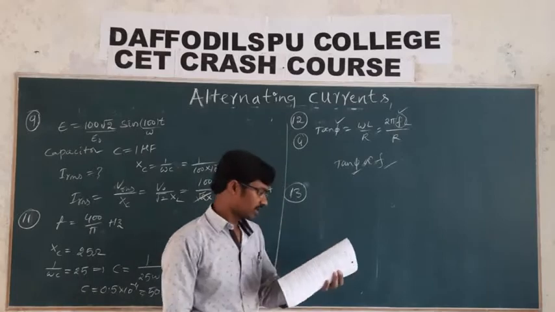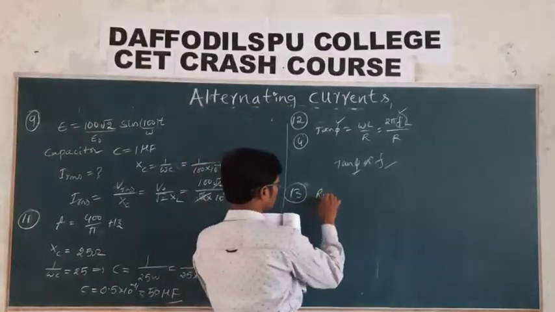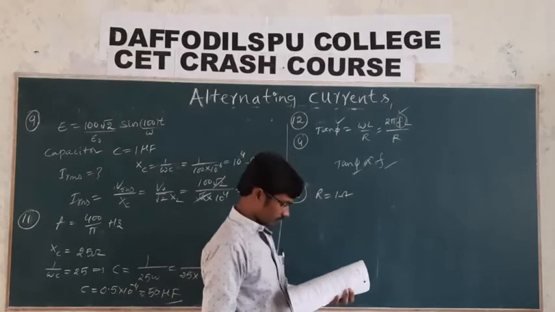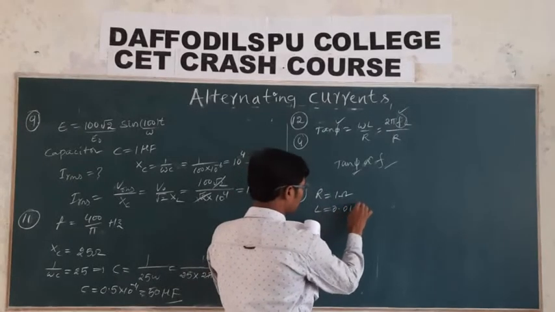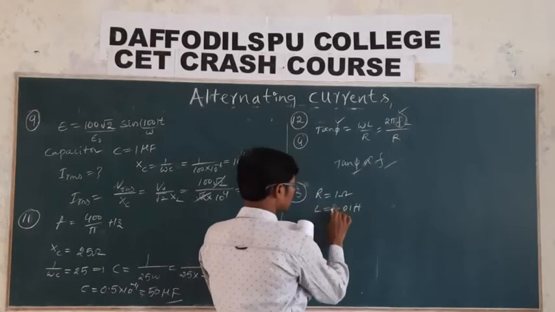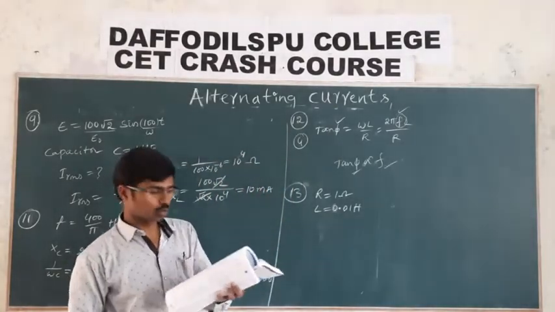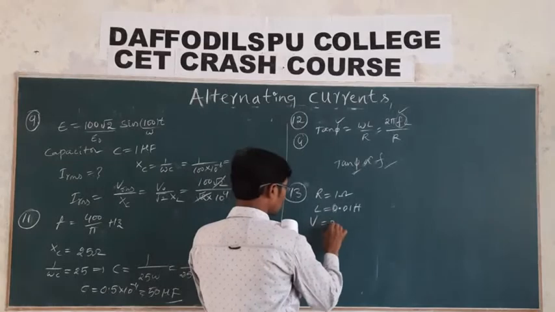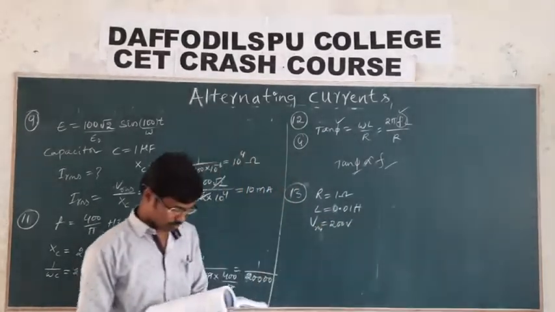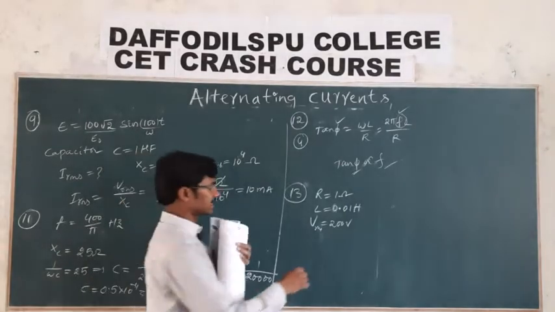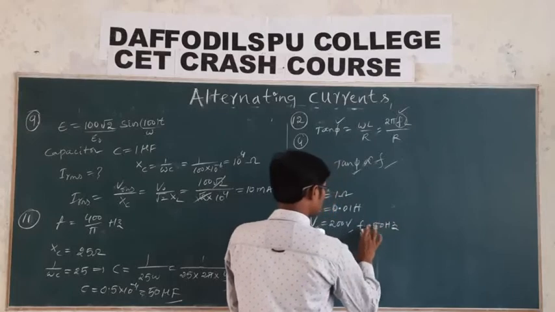13th one. If a circuit is made up of a resistance of 1 ohm, R is equal to 1 ohm, and inductance L is equal to 0.01 Henry, and an alternating EMF of 200 volt, V is equal to 200 volt, which is nothing but the RMS voltage, at 50 Hz connected. The frequency of AC is 50 Hz.